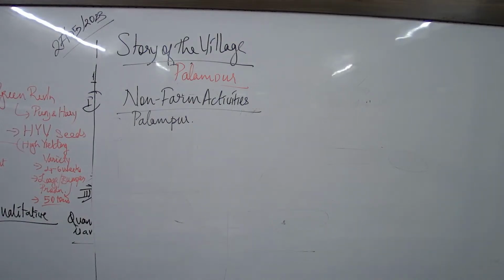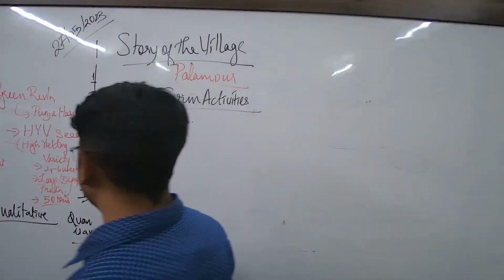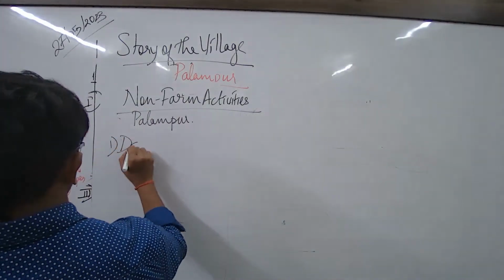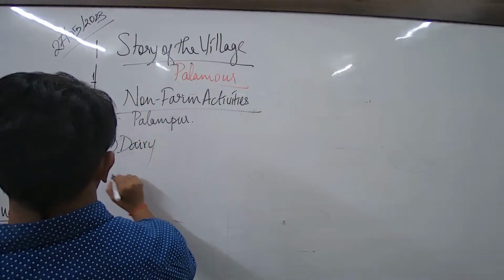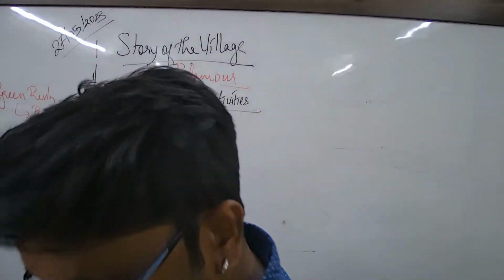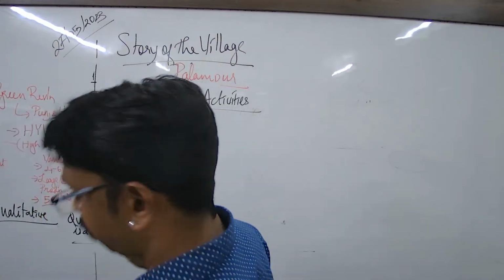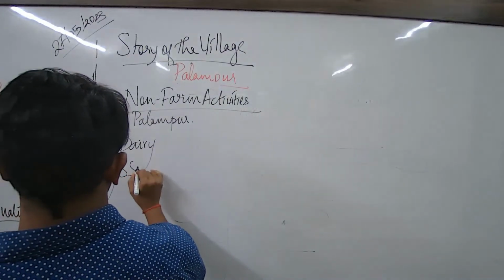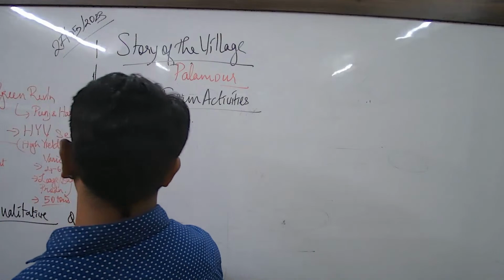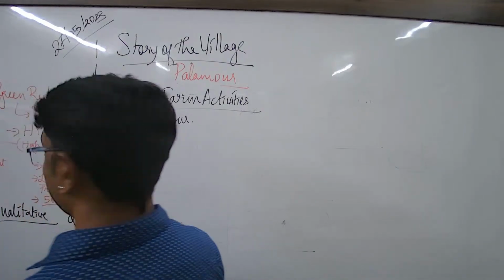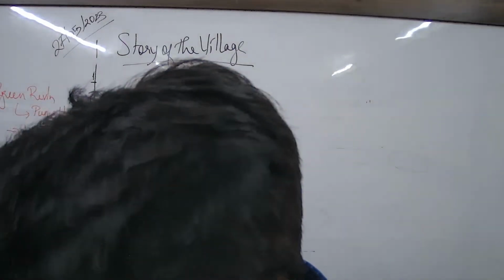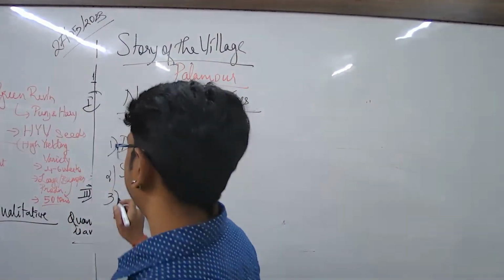That's a bad picture. Okay, write down the first non-farm activity. We say dairy. What is second? We have small manufacturing. Let's say SSI. You read small scale industries.